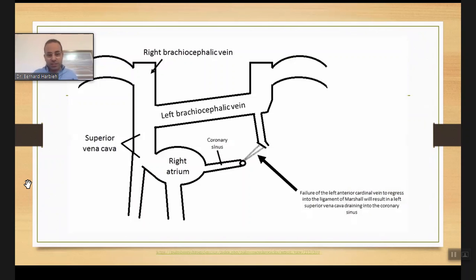Okay, and just an image of the anterior cardinal vein. So we can see this is the brachiocephalic vein, this is the right atrium, this is the regular coronary sinus os. So whenever we have a failure of the left anterior cardinal vein to regress into the ligament of Marshall, this will result in a left superior vena cava draining into the coronary sinus.